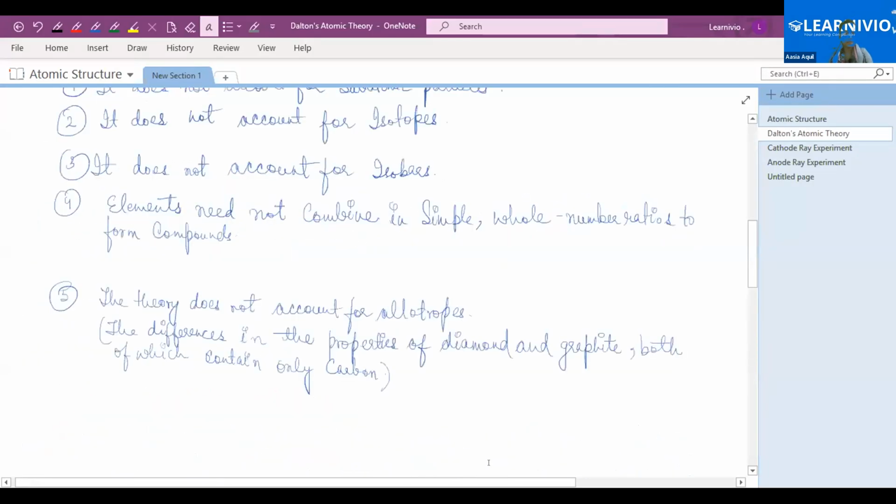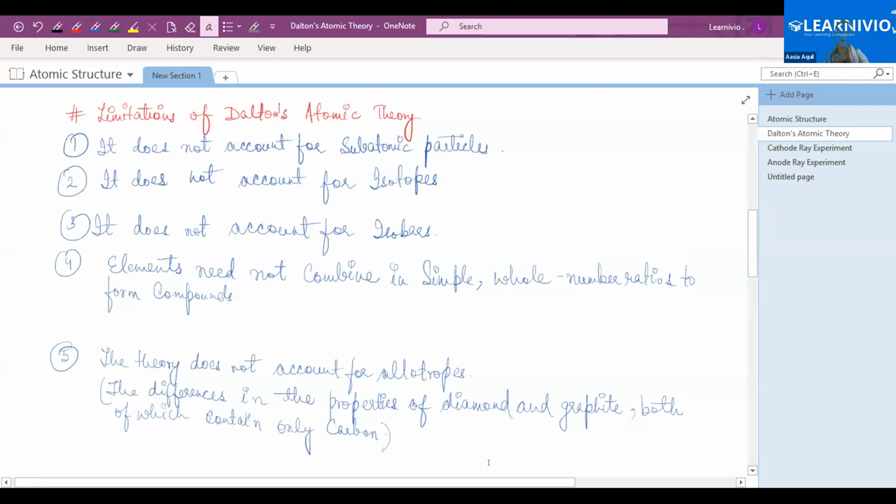Now see, these are the limitations, means the drawbacks, the shortcomings in Dalton's theory, right? So first, you can see that it doesn't account for subatomic particles. He just said that the atoms are indivisible. You can't divide the atoms into different particles, right? But further, when J.J. Thomson discovered the electron, this point proved wrong. So it doesn't account for the subatomic particles. This is the first limitation, right?